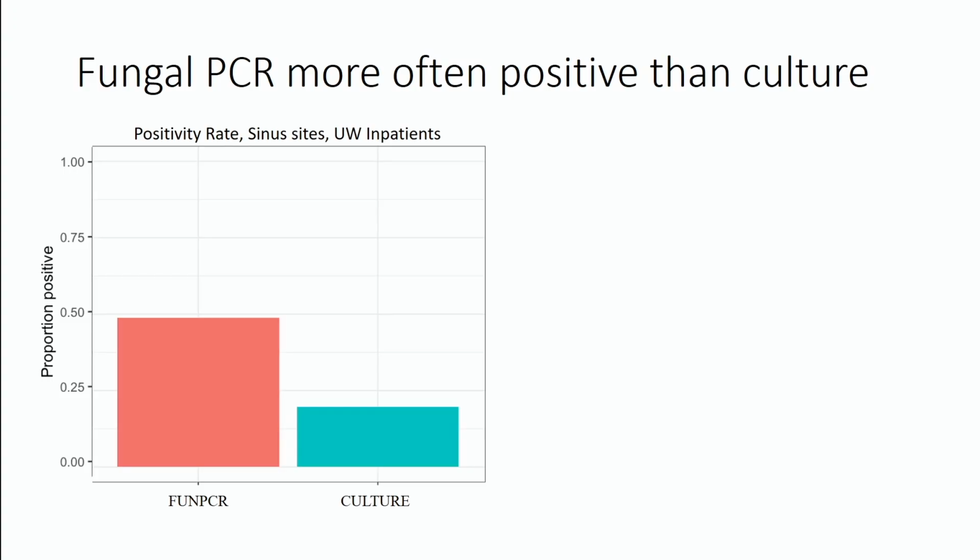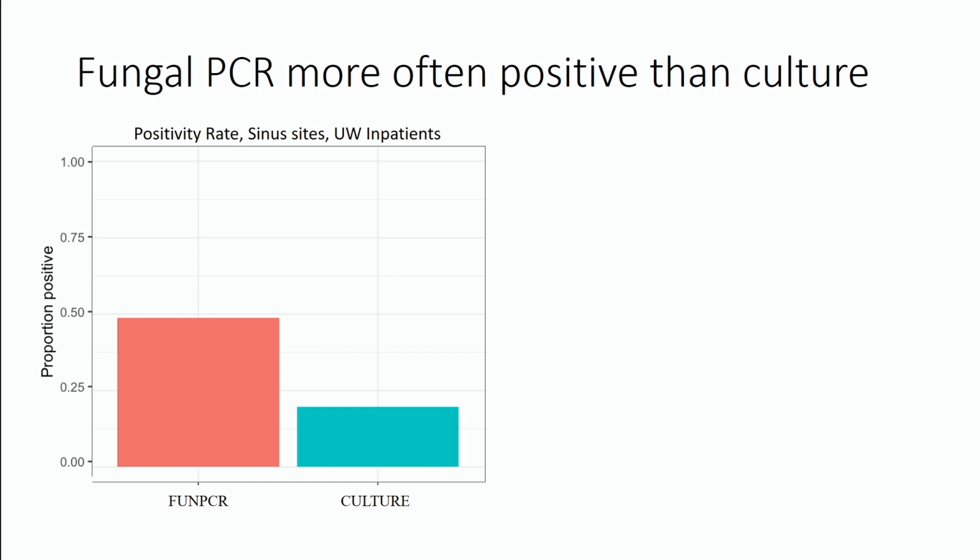So let's try and march through this and see how our assay performs in a sort of high probability of infection setting. So first, what we notice is that the positivity rate is higher for broad-range fungal PCR. I was actually surprised that it was almost 50%. It came in just at about 49%. Culture also came in higher than some preliminary data I had collected, at right around 20%.